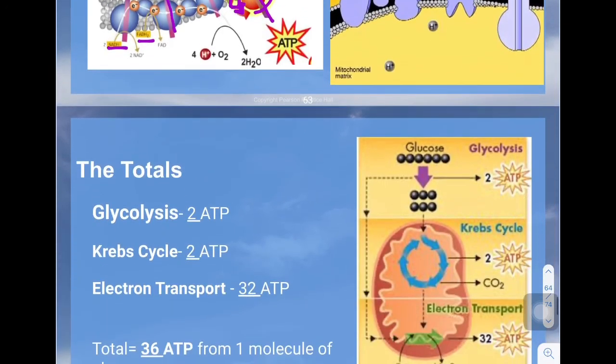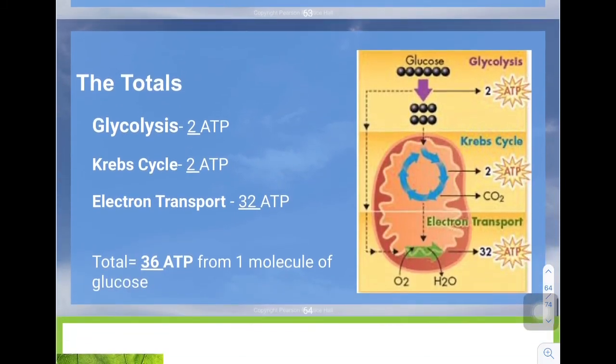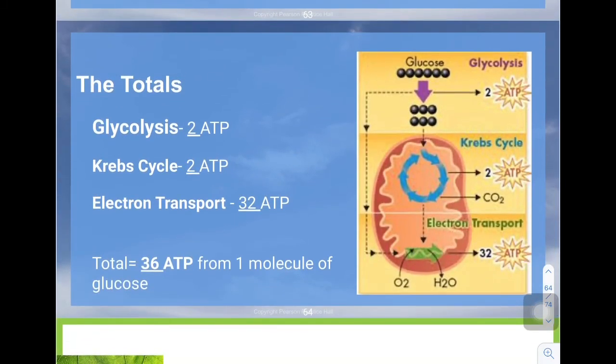So if we add it all up at the end, our totals from one molecule of glucose for cellular respiration is 2 ATP from the glycolysis, 2 ATP from the Krebs cycle, 32 ATP from all those electrons in the electron transport chain, which gives us a total of 36 ATP from one molecule of glucose. Now, this isn't an ideal world or an ideal cell.